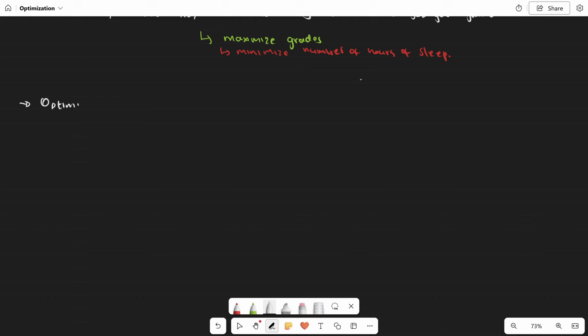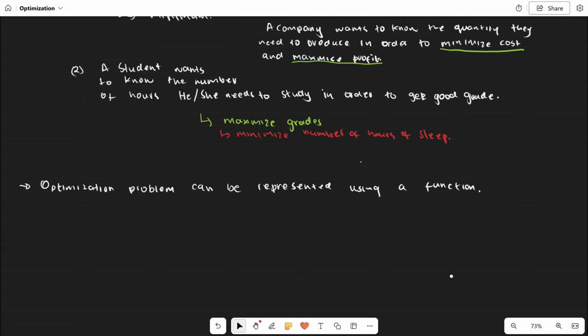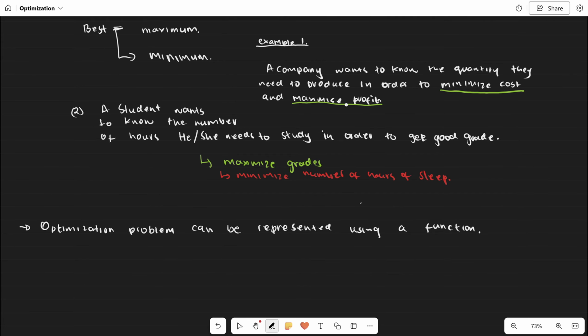Optimization problems can be represented using a function, right? So for example, in this case where we have a company that wants to know the quantity they need to produce in order to minimize their cost and maximize their profit, right? So we can have a function which shows that.